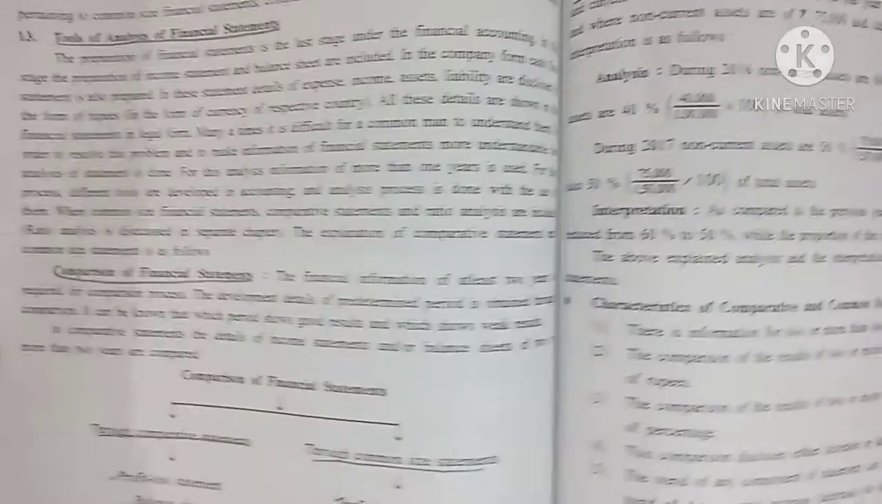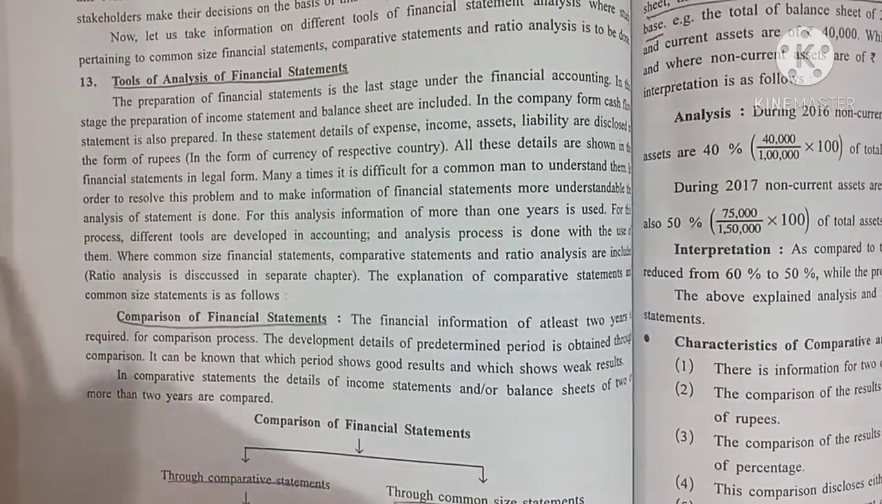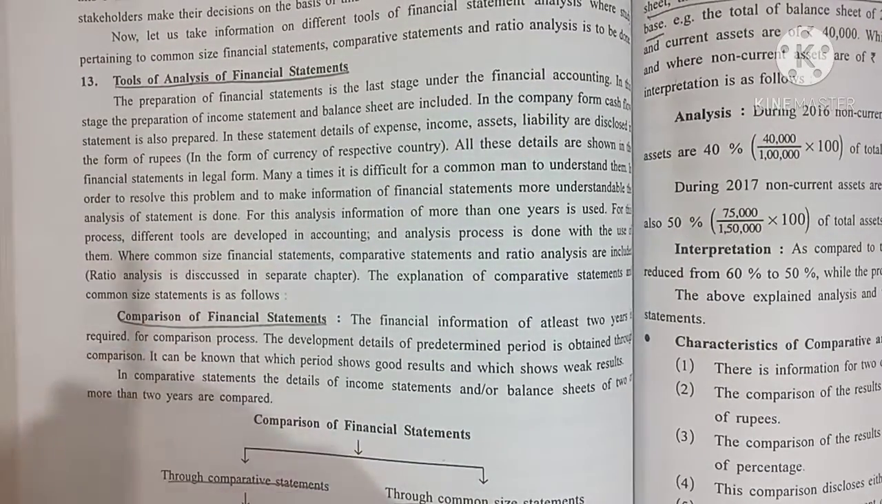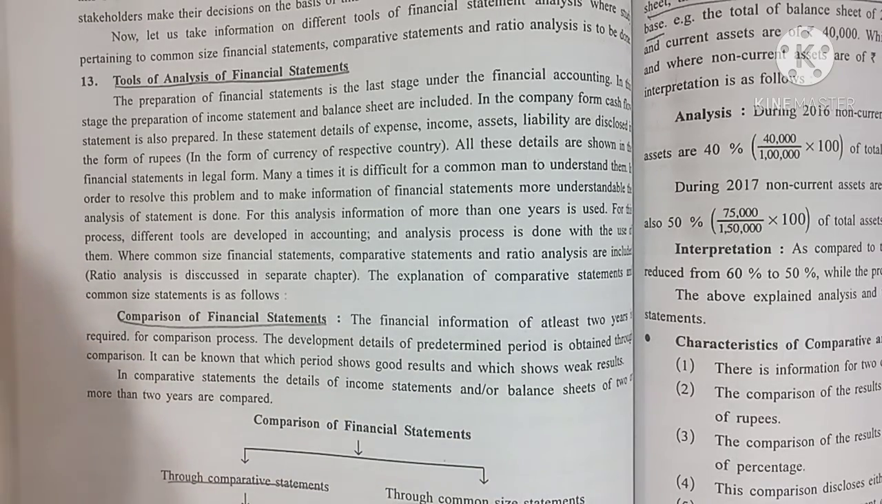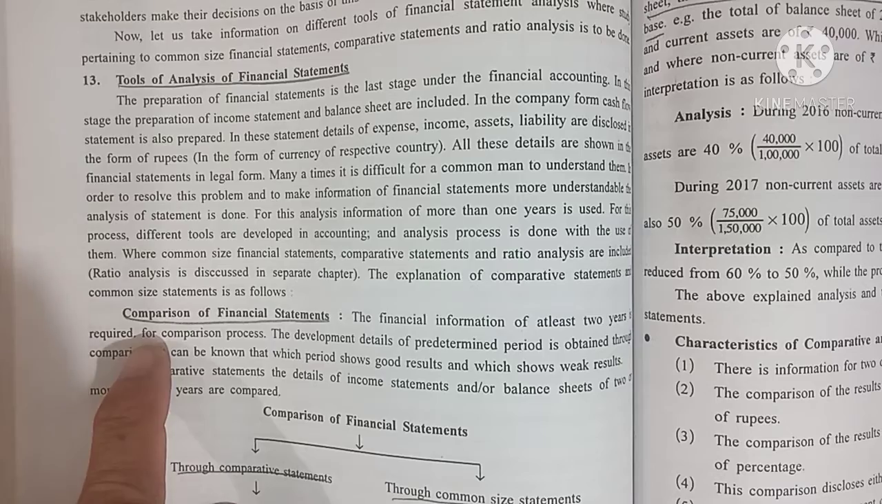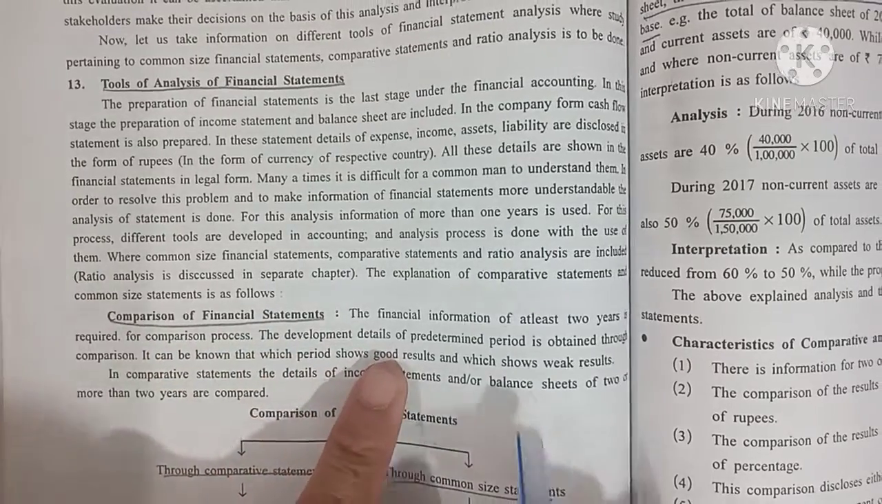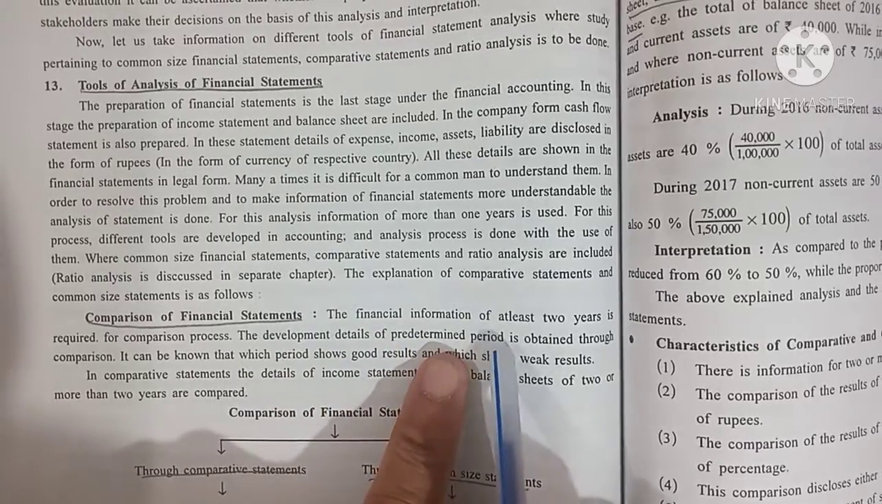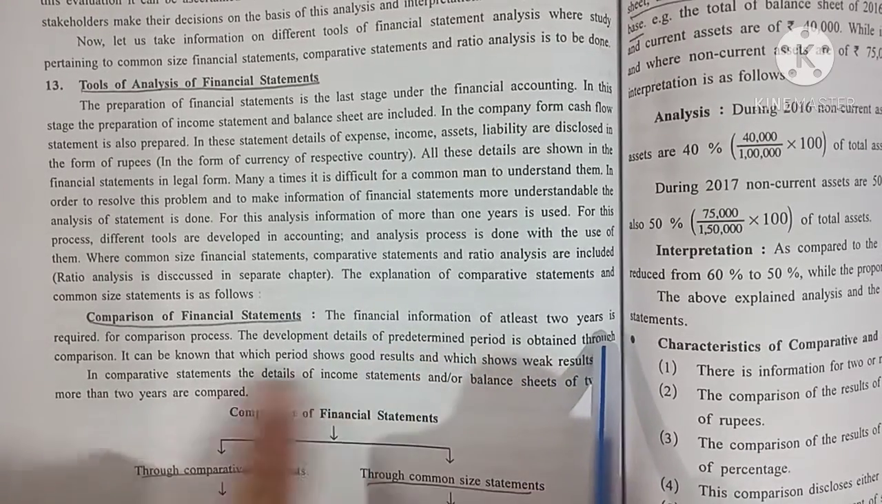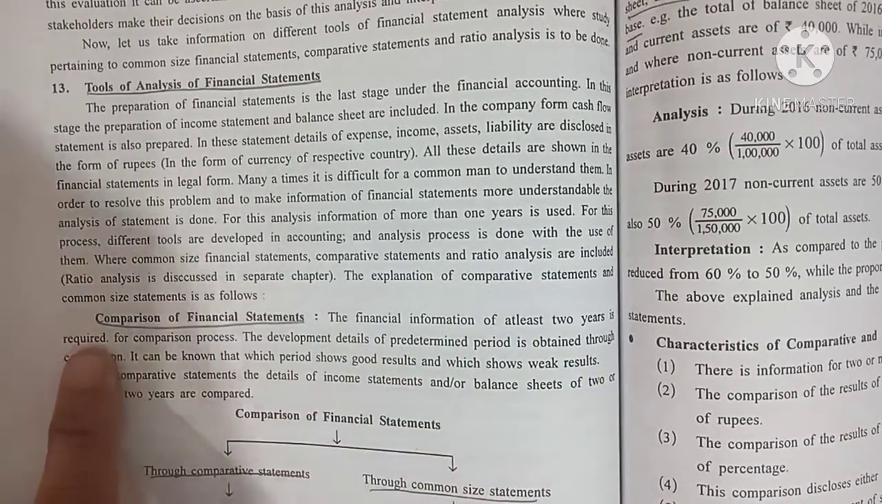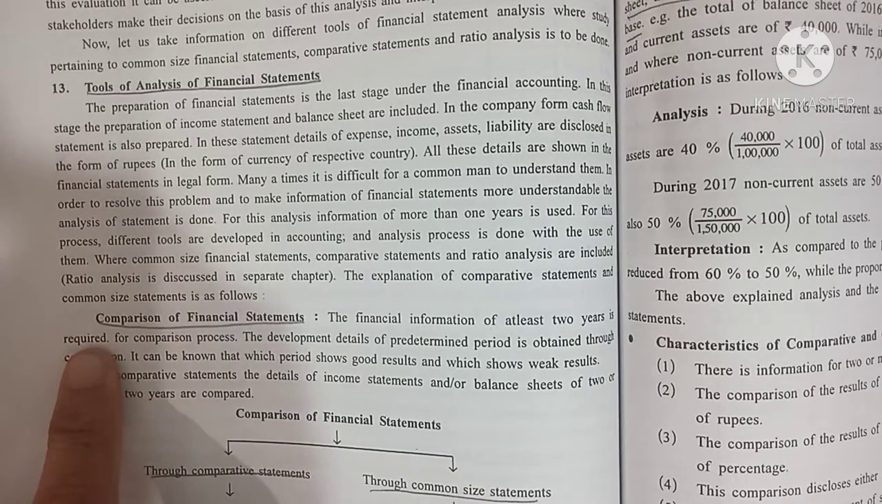Next I am coming to tools of analysis of the financial statement. Generally two tools are used for the comparison of the financial statement. One is called the comparison of the financial statements. The financial information of at least 2 years is required, because of course if you want to compare, you cannot compare all these items with 1 year. That means at least 2 years you can compare.